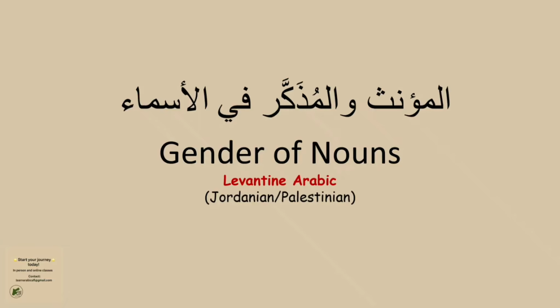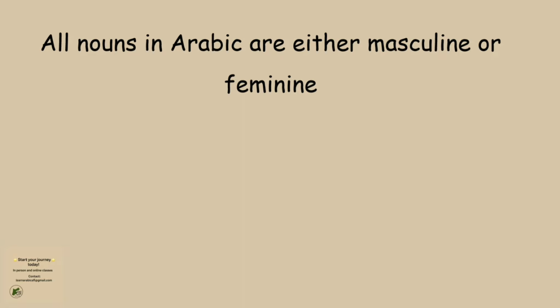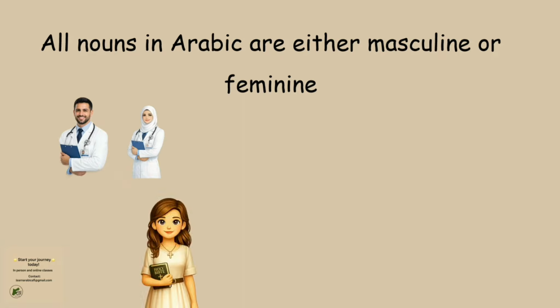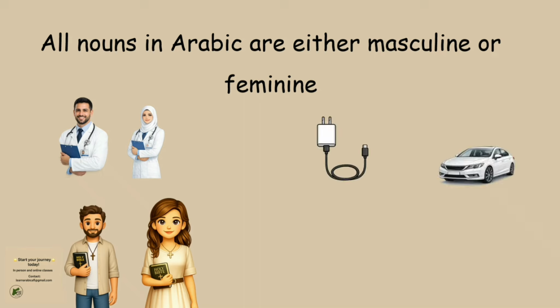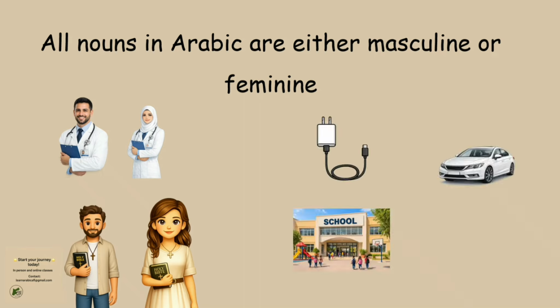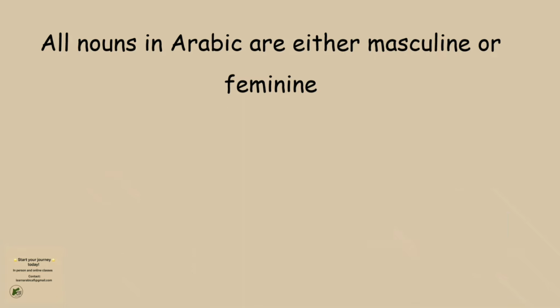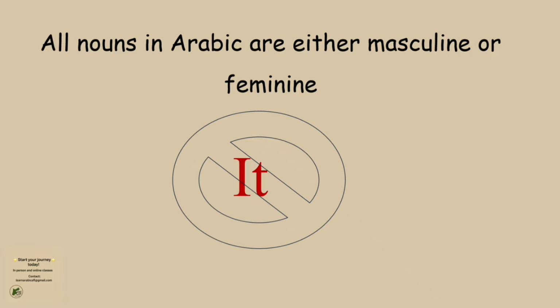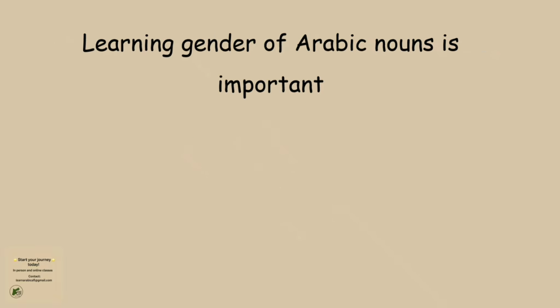All nouns are either masculine or feminine in Arabic. This is not only true for nouns that refer to people and their identities like occupations, religions, and nationalities. It's also true for nouns that refer to things, objects, and places. And this is because we don't have the pronoun "it" in Arabic. So we treat non-human nouns as either masculine or feminine.